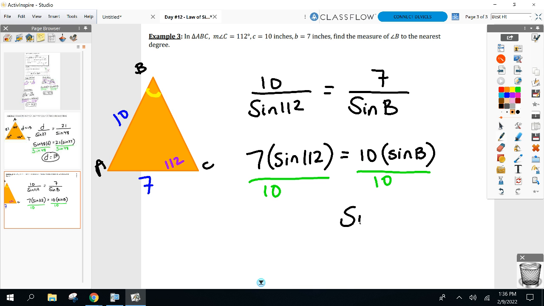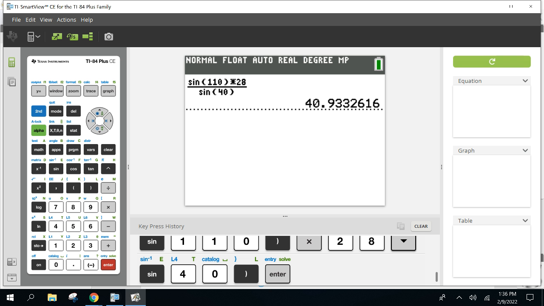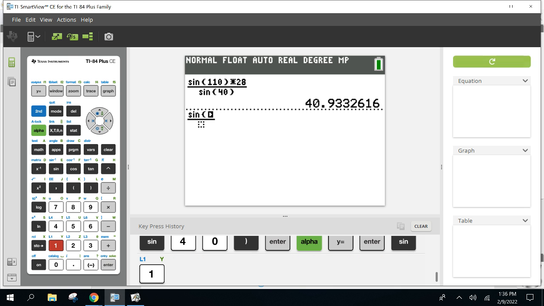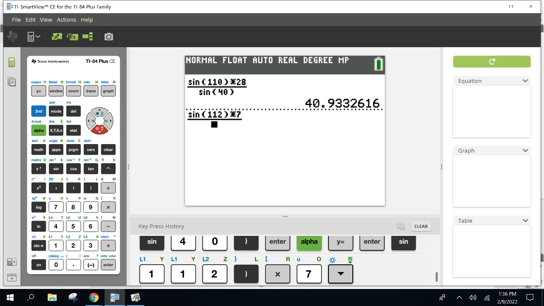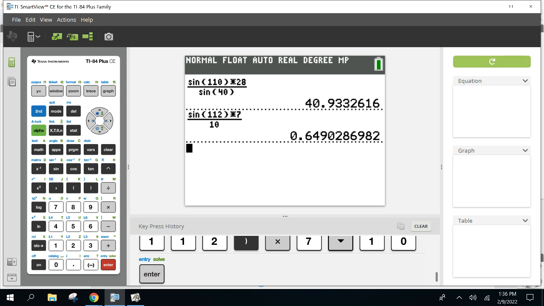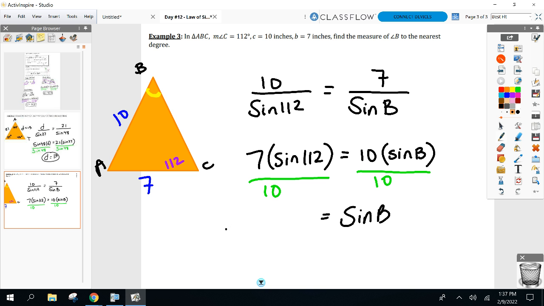So I get sine of b, and good, everyone's going to their calculators now, as will I. Sine of 112 times 7 over 10. All right, everyone's getting the decimal? That's not my angle, remember? That's not angle B. That's the sine of angle B. 0.6.